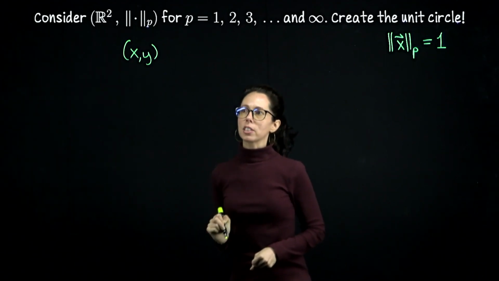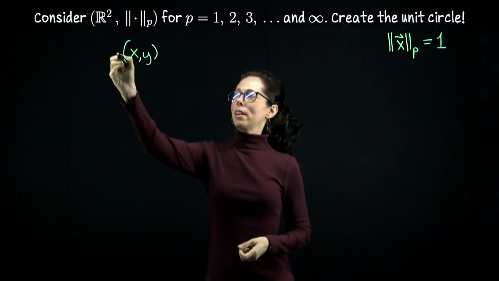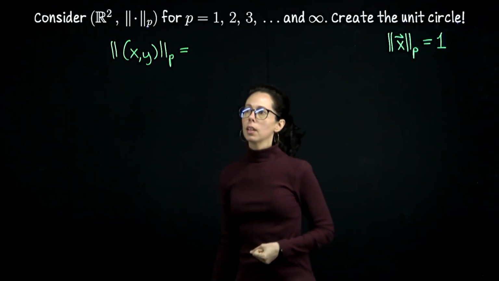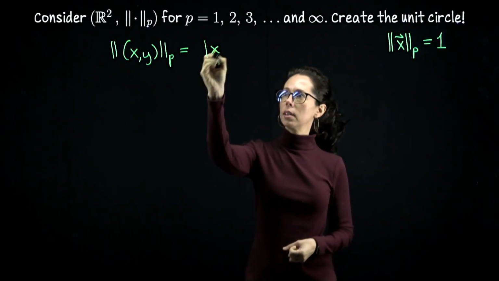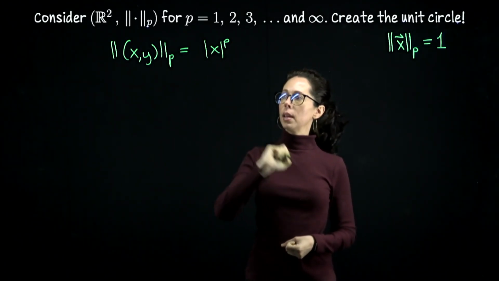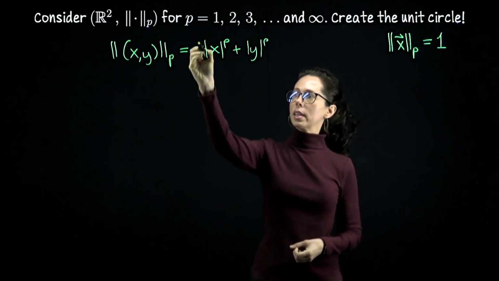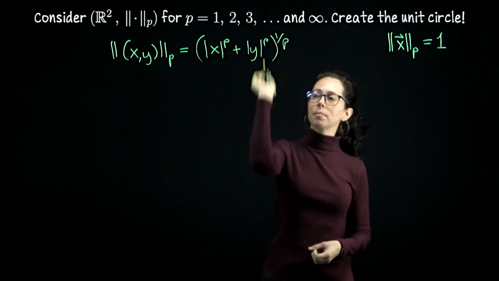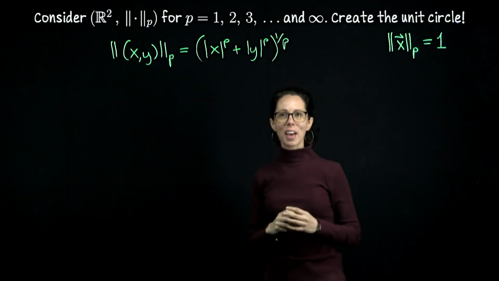In particular, I can think of my vectors as just xy pairs. We're going to take their LP norms, which is going to be: take the size of x, raise it to the pth power, take the size of y, raise that to the pth power, add those together, and then raise that sum to the 1 over p. That gets rid of all of the extra dots and things like that.